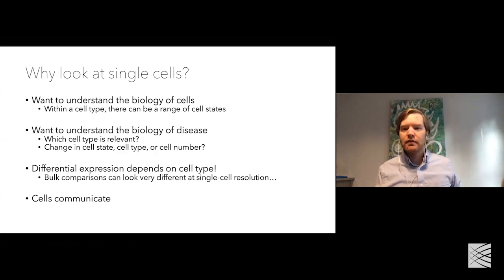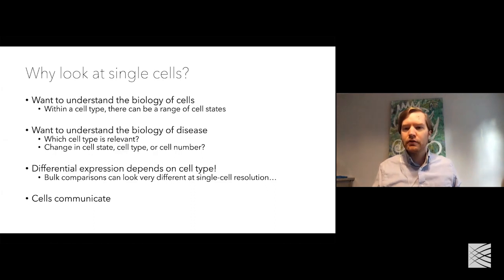Is disease a change in cell state, cell type, or cell number? What exactly is the picture that's going on? These are some of the things you can answer with single cell RNA sequencing data. And thirdly, it's worth mentioning that differential expression depends greatly on cell type.